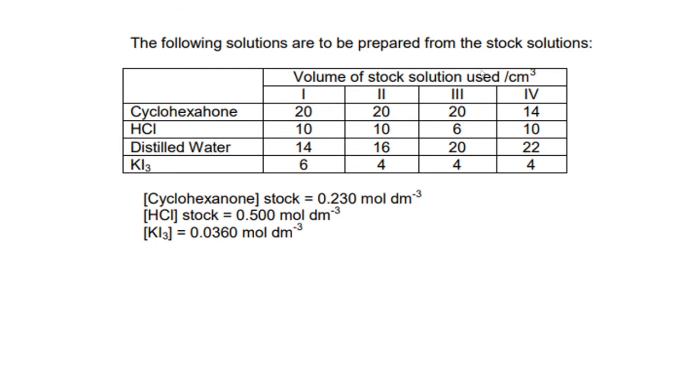This is the series of iodination runs that you're going to do. You have four different trials to prepare. At the start of the experiment, you have the cyclohexanone mixed with HCl and distilled water, and you put that in the water bath. Then you have the KI3. Don't mix that yet, because the moment you mix it, the reaction starts.